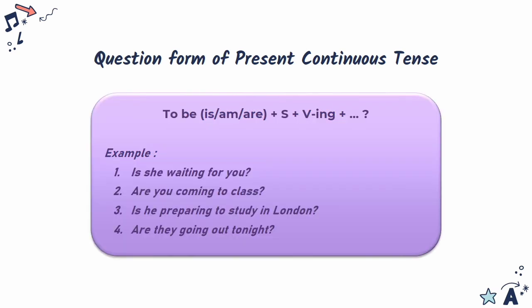Next, for the present continuous we have the question form. Let's take a look at some examples. Is she waiting for you? Are you coming to class? Is he preparing to study in London? Are they going out tonight? These start with the be verb, followed by the subject and the ing verb. So you can answer this question, yes, he is, or no, he isn't.